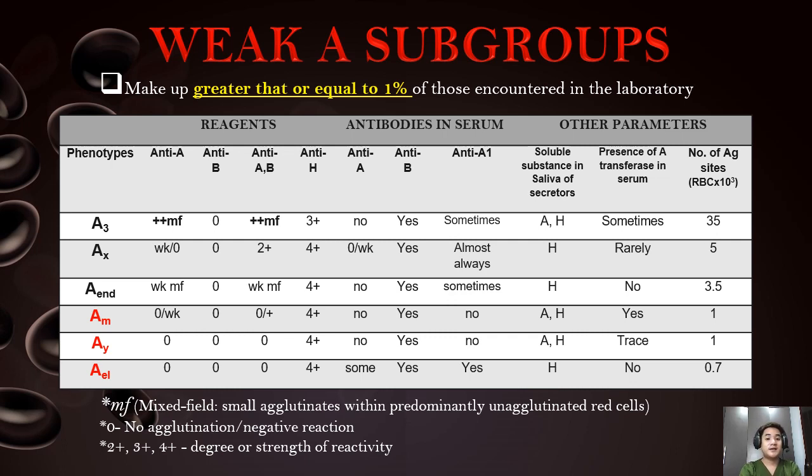To complete the list are your Ael red cells. Just like Am and Ay, they do not generally agglutinate or react with your anti-A and anti-AB sera. So it demonstrates the least amount of antigenic sites produced.